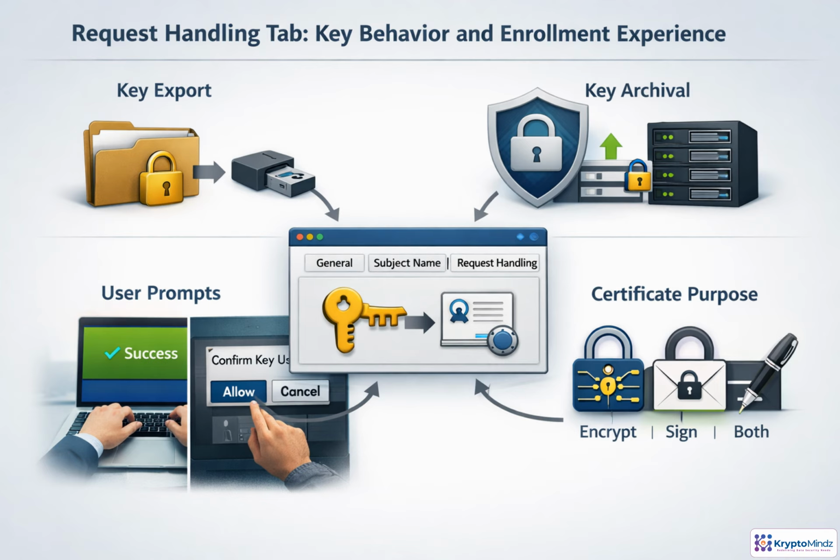To see how these settings differ, compare two common scenarios: an internal TLS certificate for a web server and a user encryption certificate. For the server, you often allow key export so the certificate can be moved to a load balancer or cluster node, but you rarely archive the key and you typically run enrollment silently. For user encryption, you disable key export, enable key archival for recovery, and usually prompt the user, because losing that key means losing access to encrypted mail.